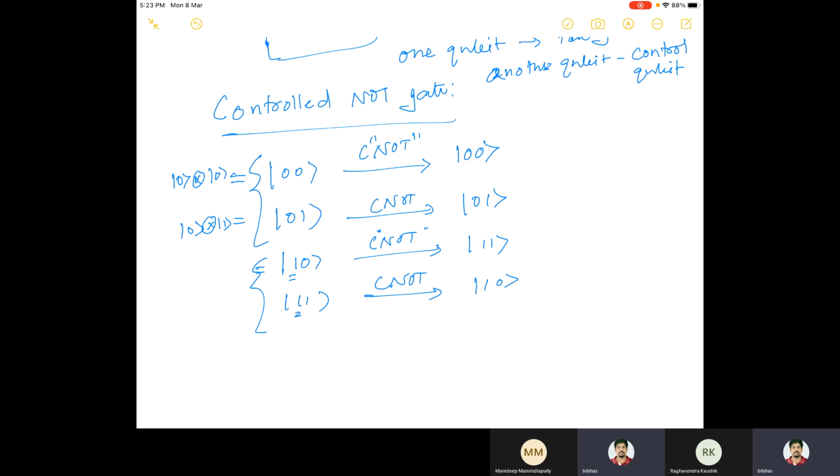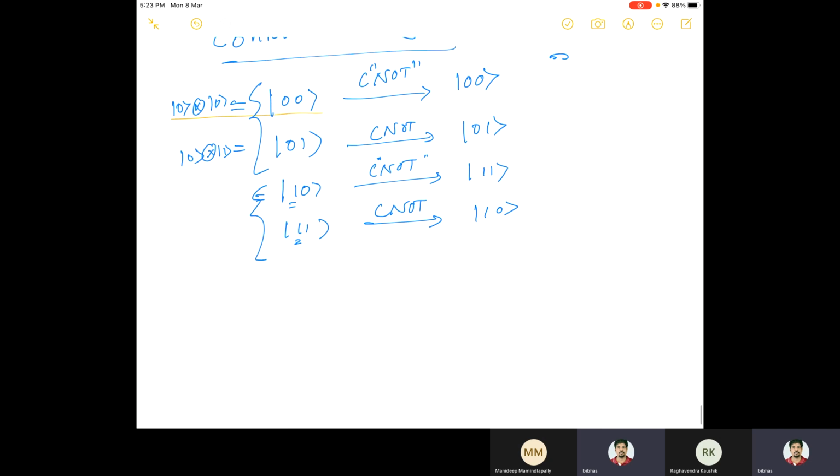I'll spend a lot of time on this gate a little later, but let me first define, the same way we defined the control gates in classical computation, the same way I will define them. Let me write the definitions, and then we'll jump into understanding the behavior of this control NOT gate and its usefulness. Yeah, so this is the definition of the control NOT gate.